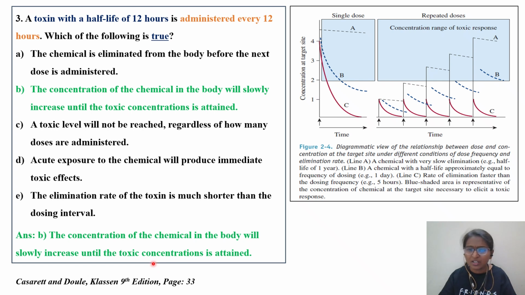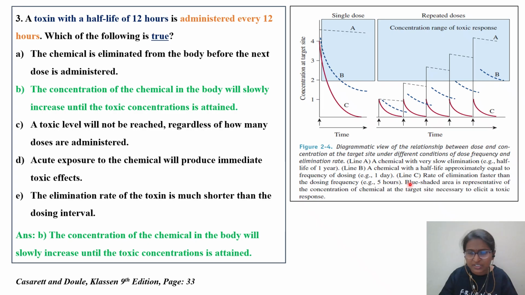For example, we have radioactive materials, some other types of drugs, and electrolytes, which go and deposit in your bone. There is another drug. Many examples are there whose half-life is more than 1 year. That's why they will be retained in this concentration range of toxic response only.